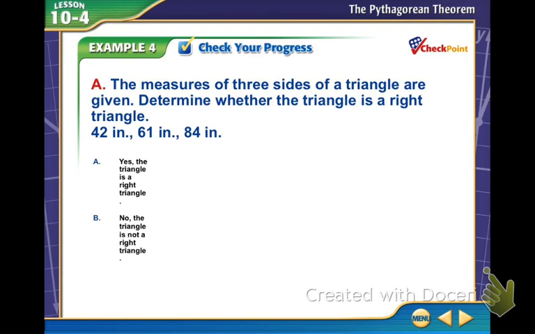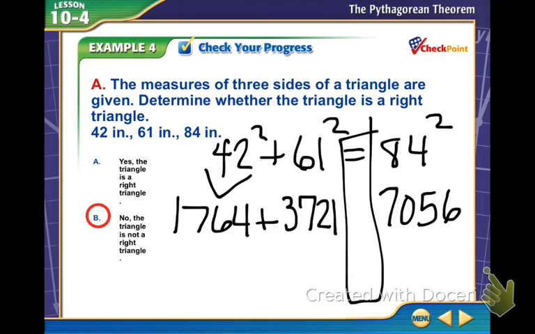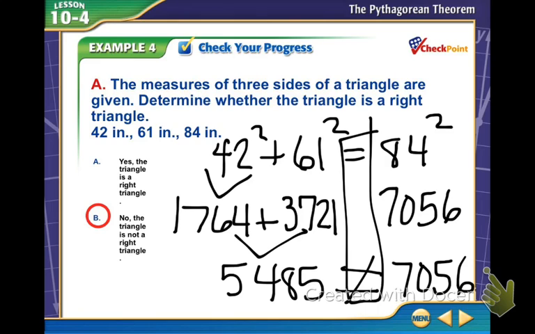Okay, pause the video and you try this one to find out if the triangle is a right triangle. Remember, to determine which one's the hypotenuse or the C, it would have to be the longest side length. So substitute them in, square each number, find the sum of the legs being squared together. And since both sides of the equal sign do not match, it's actually not equal. Notice the not equal sign. Nope, the triangle's not a right triangle.